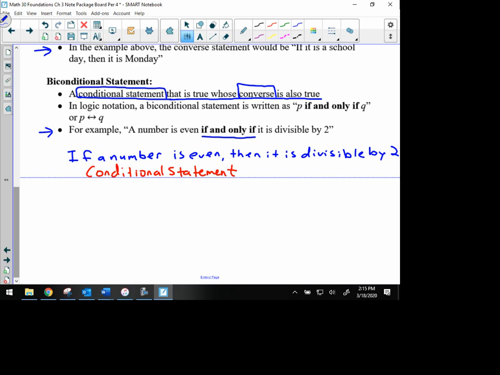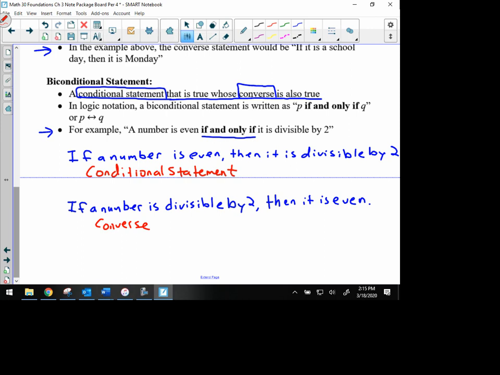And if you take the converse of that, remember the converse is just where we switch the last part with the first part, the conclusion with the hypothesis. And so we'll look at that. This is the converse here. If a number is divisible by 2, then it is even. This is the converse of that conditional statement.